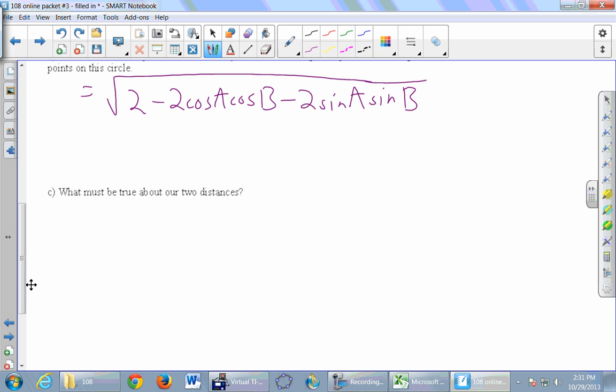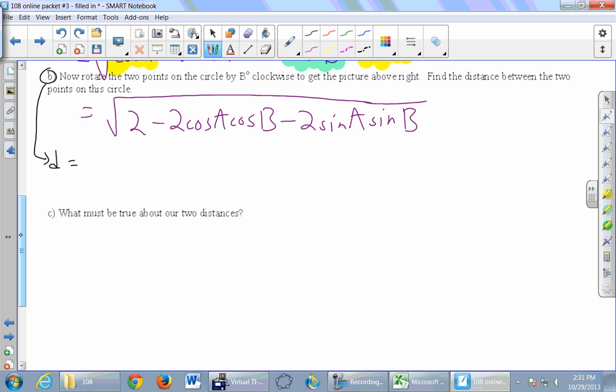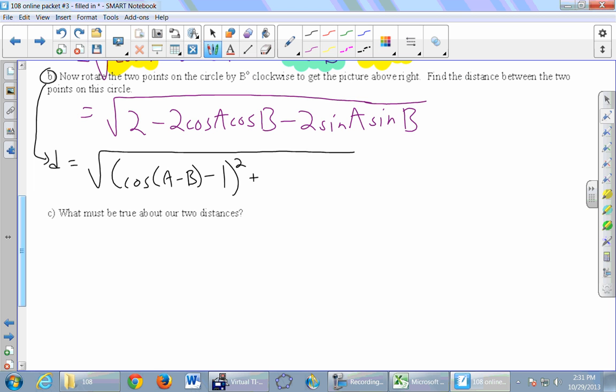Okay, so this distance is now, highlight part B is starting here. This distance is the square root of, okay, so we're subtracting the x coordinates. One x coordinate is cosine(a minus b), minus the other x coordinate, which is just the number 1, and that gets squared, plus, now we subtract the y coordinates. The one y is sine(a minus b), minus the other y, which is 0. We were at the point (1, 0), and that gets squared.